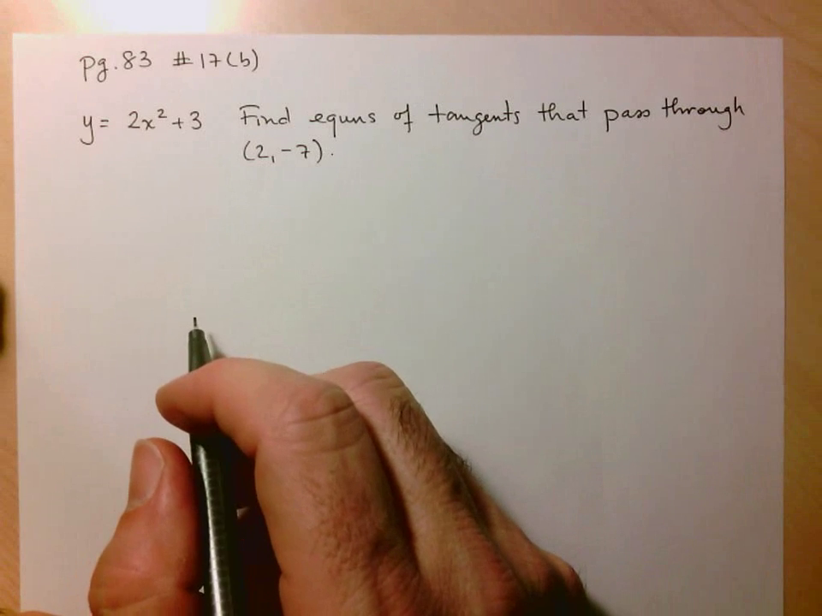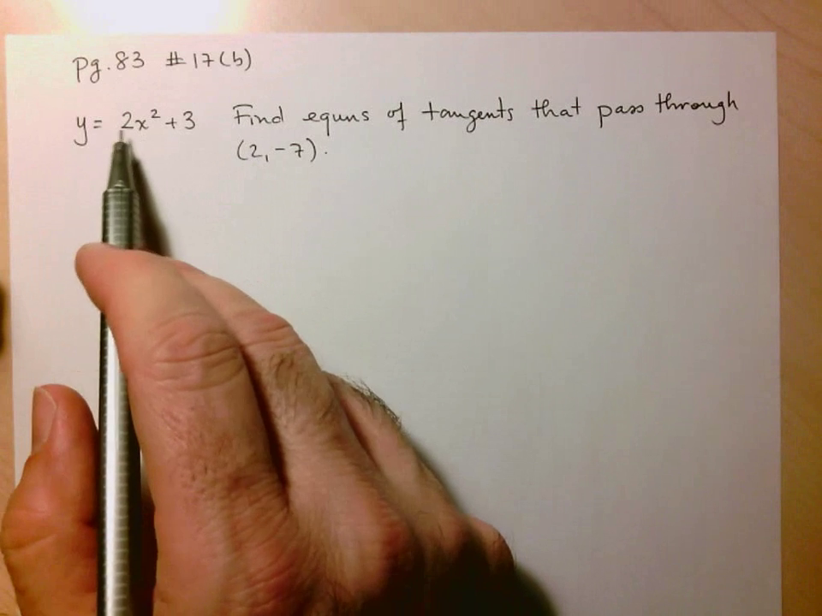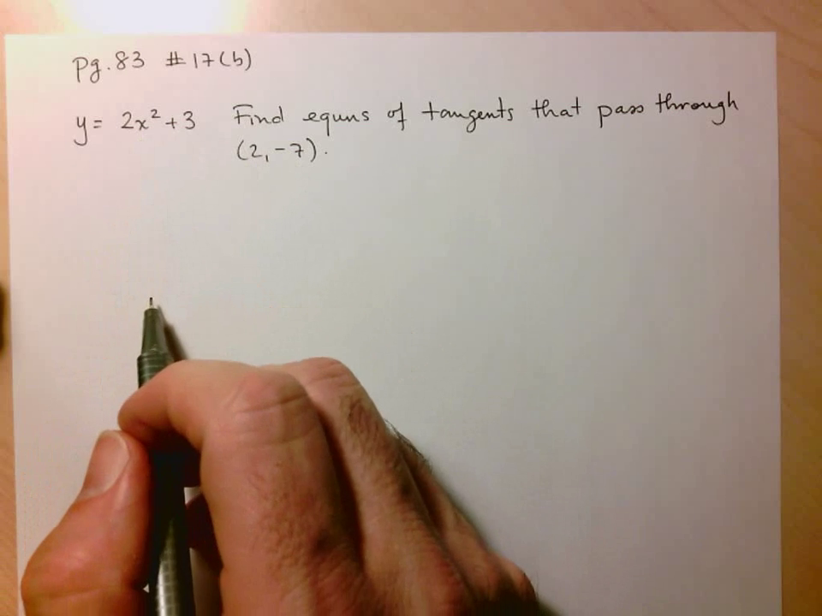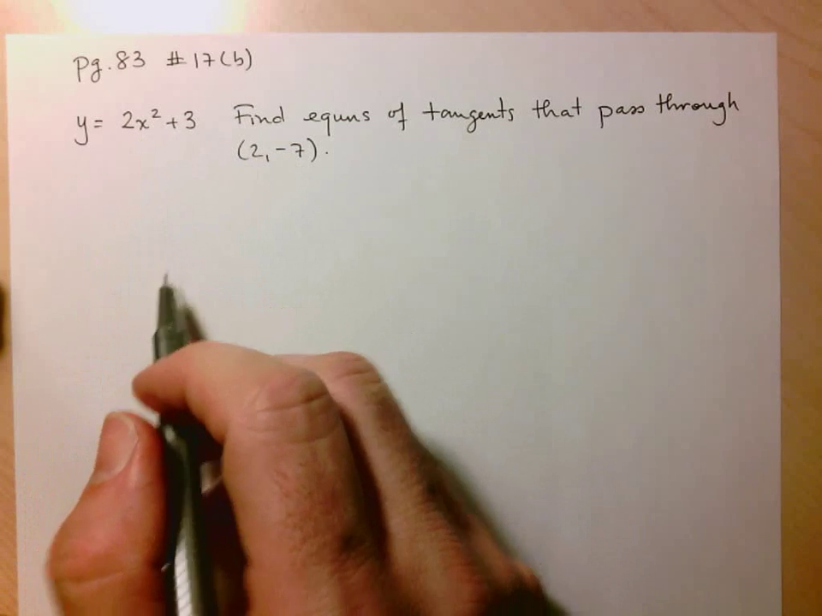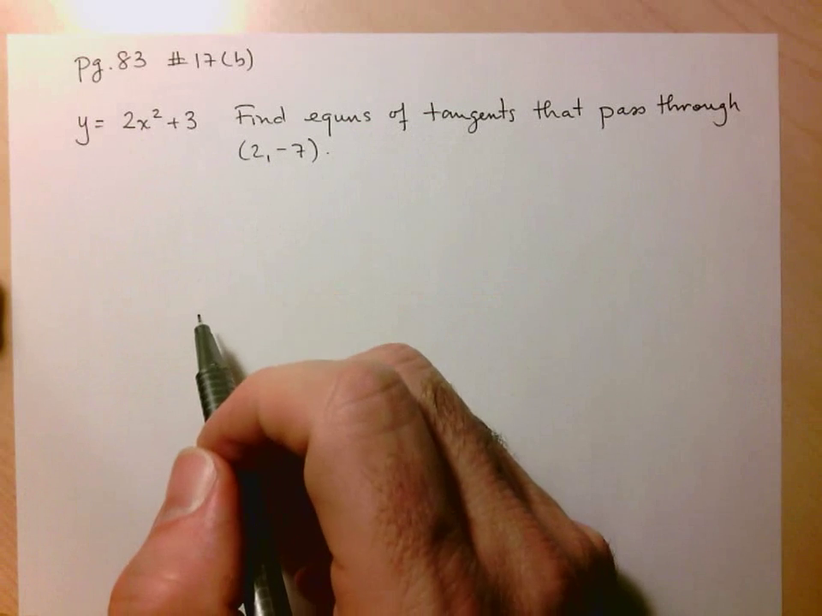So the first thing I notice here is that if I stick 2 into this equation, I get 2 times 4, 8, plus 3, 11. So this point is not on the parabola, okay? But we know that the tangent lines have to pass through that point.